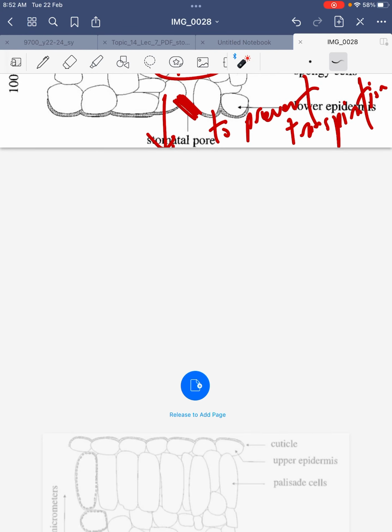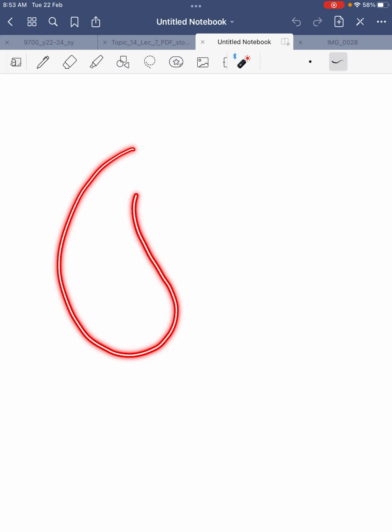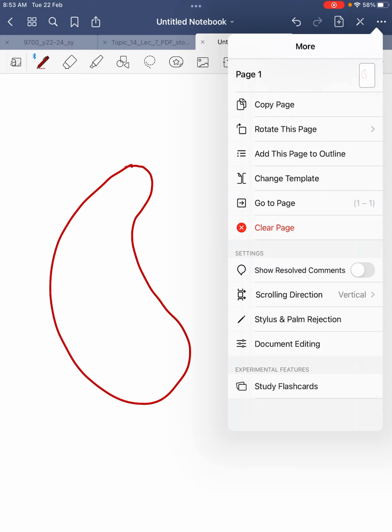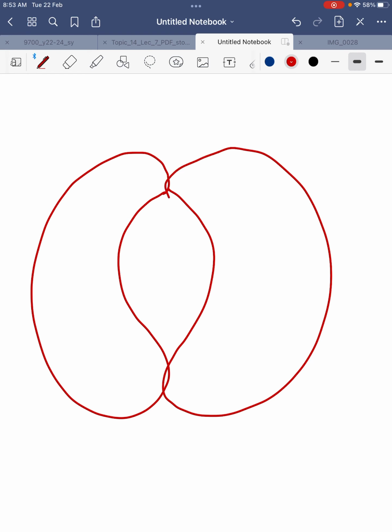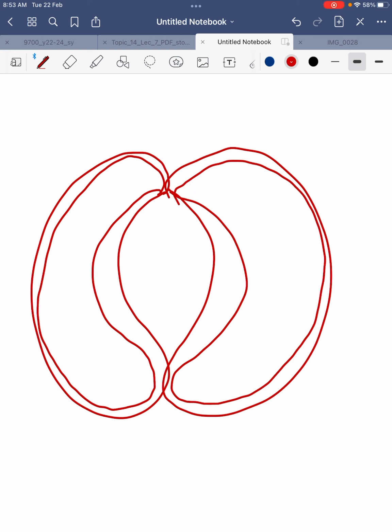Let me just rotate this. If I were to create stomata here, with thicker inner walls and thinner outer walls. So let's use a different pen.